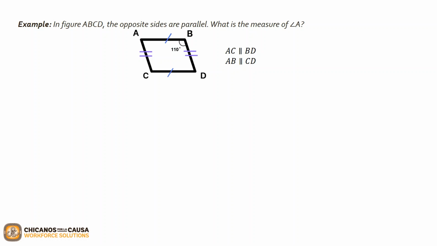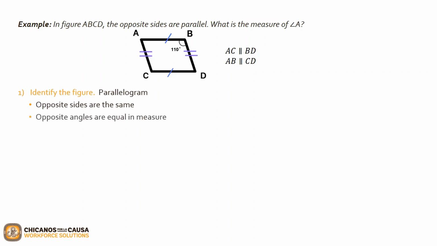So let's go ahead and first identify the figure. So we know that it's a parallelogram. Why do we know that? Because the opposite sides are the same. Remember that equal markings means that they are the same length. Also, opposite angles are equal in measurement. So now that we know that angle B is 110 degrees, let's find the measurement of angle C.